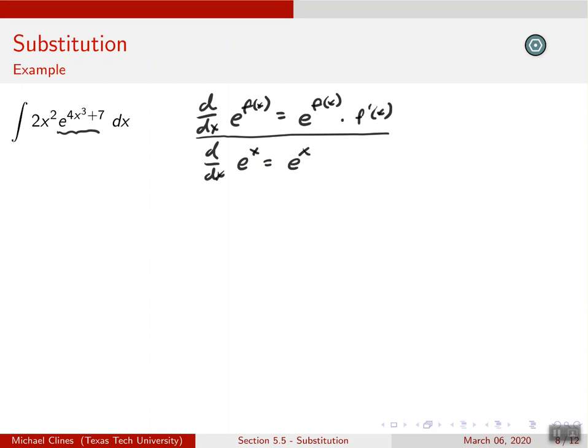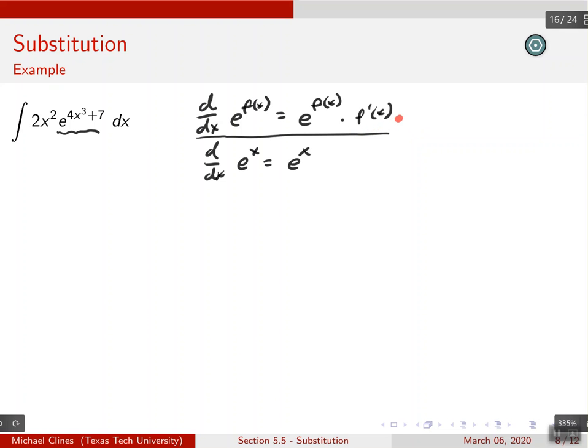The integral of 2x squared times e to the 4x cubed plus 7 is not just itself. It's not just e to the 4x cubed plus 7 times the integral of 2x squared. We wish it was. That's not how it works. But to tackle this problem, we have to use our good old buddy substitution here again. So if we look back over here at this derivative of e to the function of x, we get e to the f of x times the derivative of the exponent.